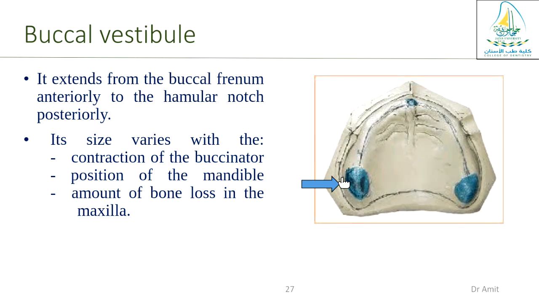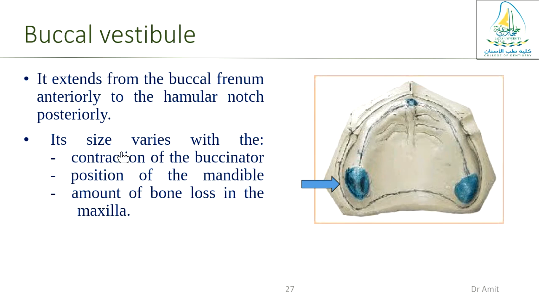Now when we are trying to record this area, its size varies because of the buccinator muscle, because the buccinator muscle is the cheek muscle, the complete cheek muscle. So how active is the buccinator muscle? The thickness of the flange in this area is recorded with the help of contraction of the buccinator muscle.